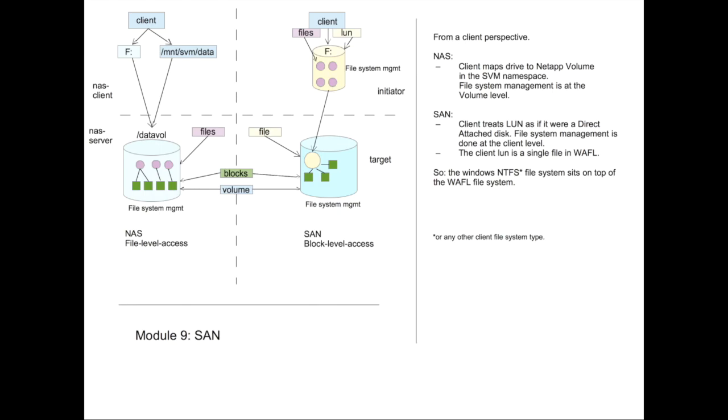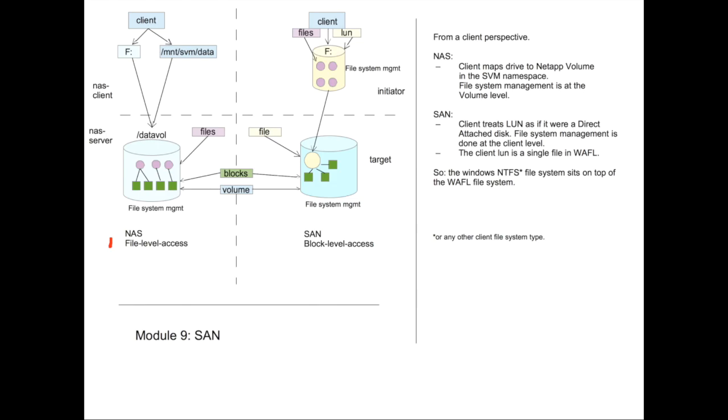But the client is in no way responsible for the file system itself and has no administrative power over that file system. So that means if at the NetApp level you decide to grow the volume, for example, then the client will see that all of a sudden he has more space to create files. This is obviously why it's called file level access. So the client can access files.